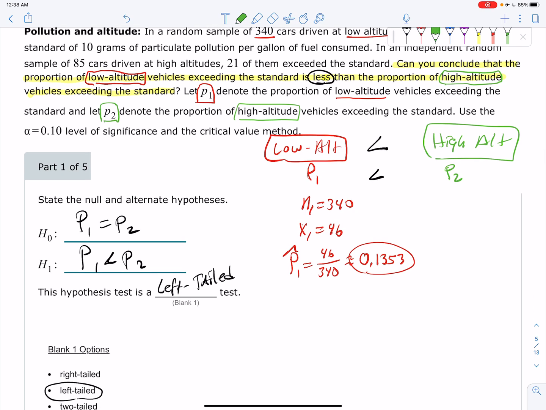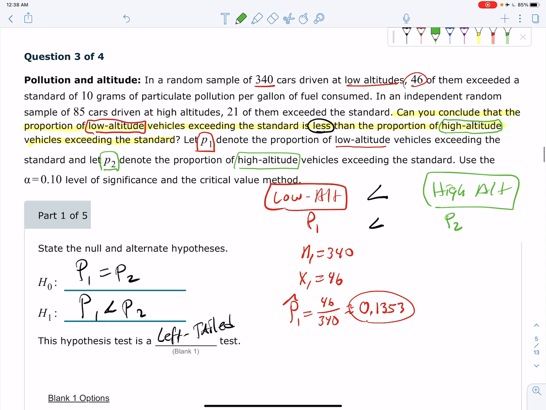And for this one over here, we go through and read for information. An independent random sample of 85 cars. So N sub 2 equals 85. Turns out 21 of them exceeded, so X sub 2 equals 21. P hat sub 2 equals 21 over 85, so our P hat sub 2 is approximately equal to 0.2471.